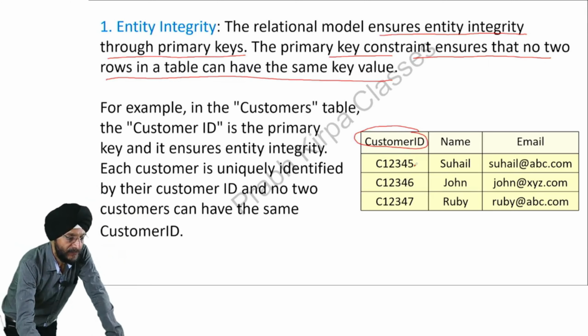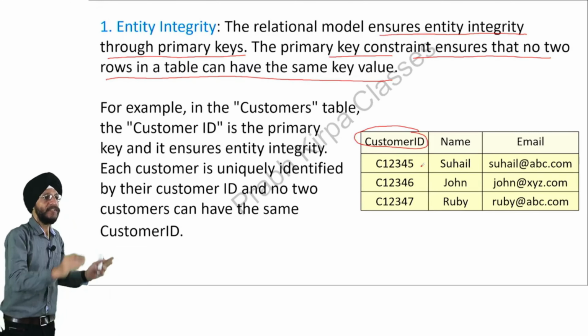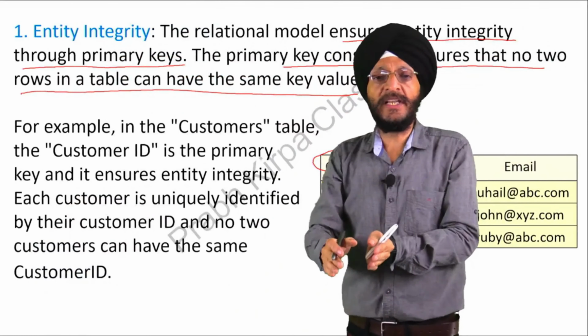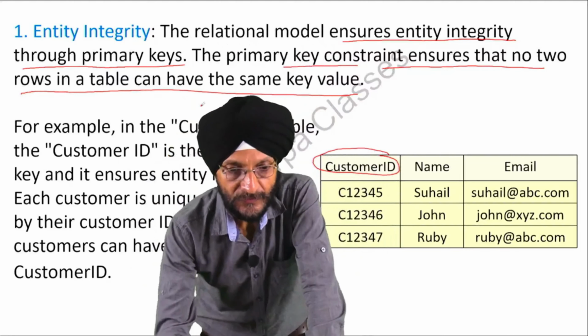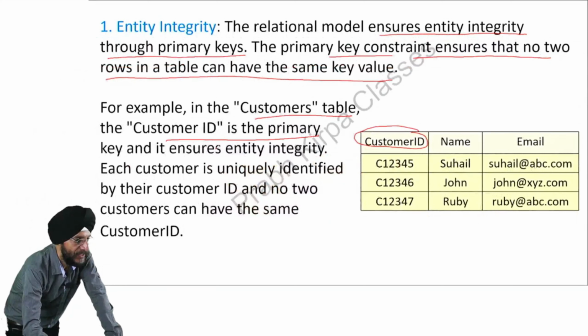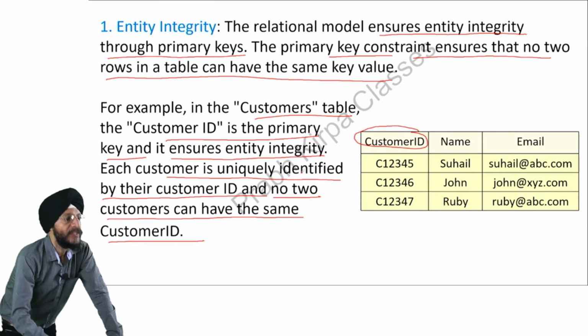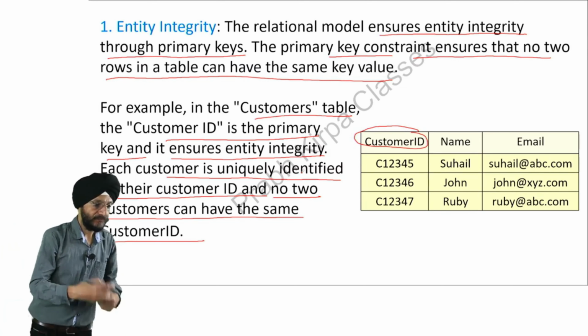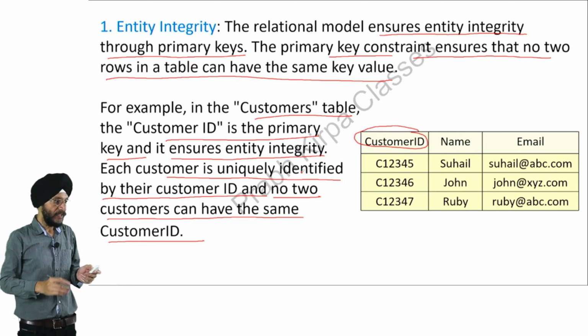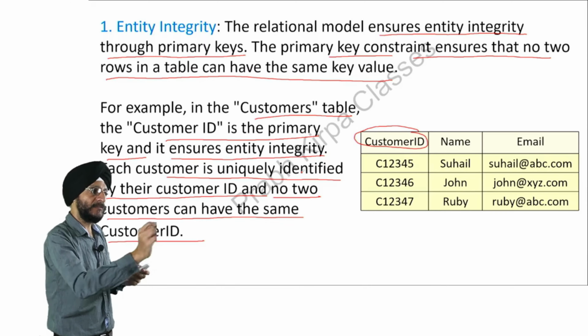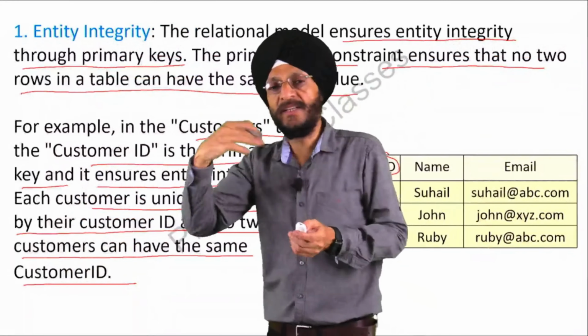That is, if one customer is having this ID C12345, then in the whole table of customers, no other customer should have this customer ID. For example, in the customers table, customer ID is the primary key and it ensures entity integrity. Each customer is uniquely identified by their customer ID and no two customers can have the same customer ID. The same applies to the employees table. That is, no two employees can have the same IDs. Here in the case of the customers table, customer is the entity. In the case of the employees table, employee is the entity, and so on.